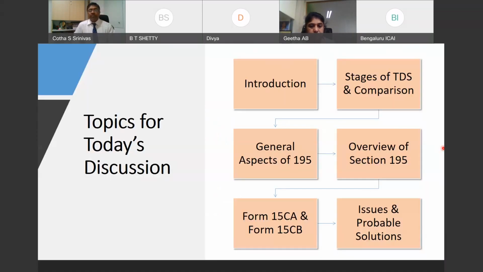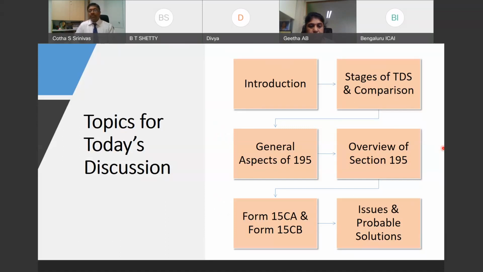So today I'll be spending around 1 hour, 30 minutes or 40 minutes as such. Then we can leave time for question and answers. So the introduction, then I will take you through the stages of TDS and comparison between resident TDS and non-resident TDS. Then I will take you through general aspects of Section 195.